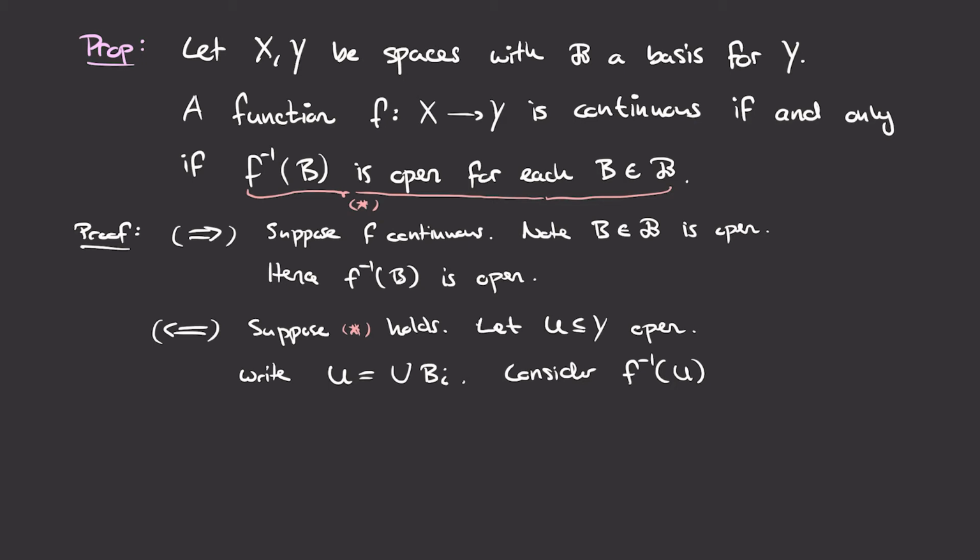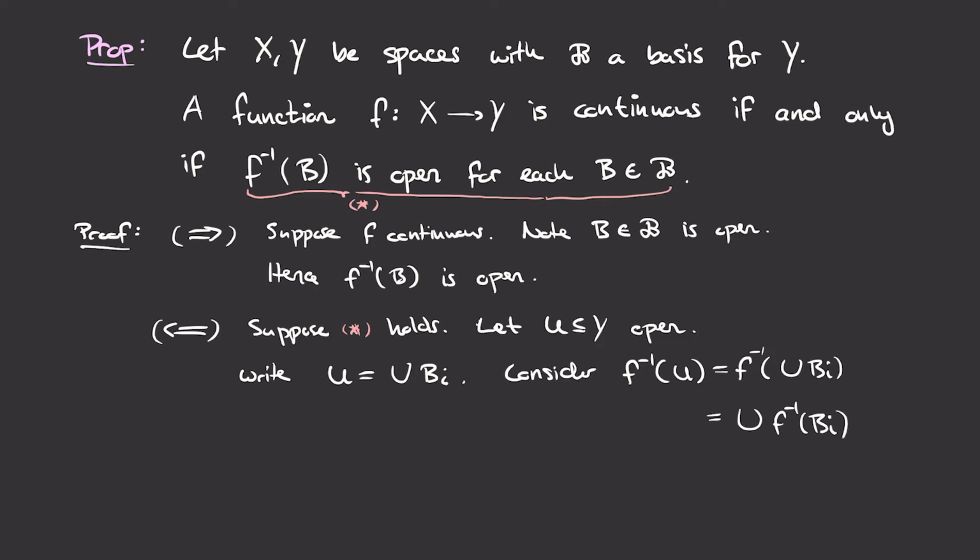And our goal is to show that this is open. However, because of this equality, the preimage of U is the same as the preimage of the union over these Bi, which, because preimages are compatible with unions, is the same as the union over the preimage of each Bi.